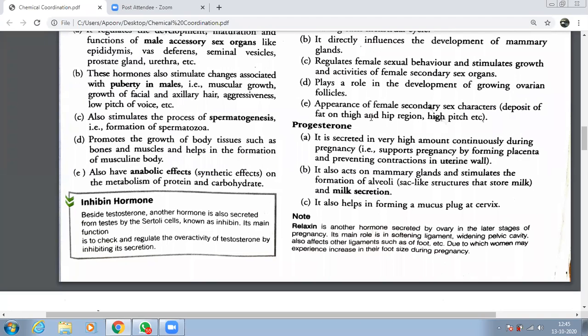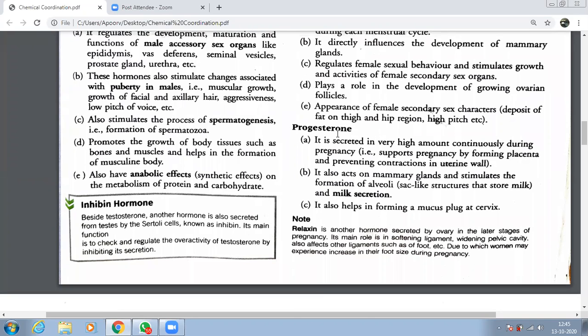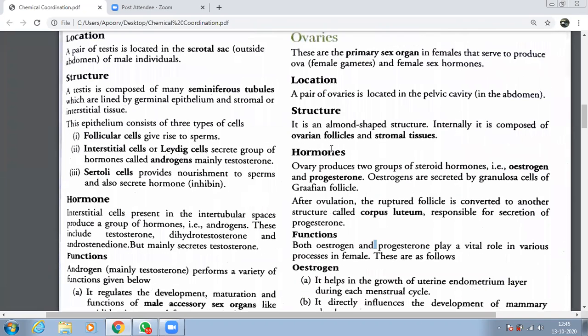Sertoli cells. Function. Gives nourishment to the sperm and secretes hormones named inhibin. Name the hormone. Inhibin hormone. Yes. We'll study about inhibin very soon too. Let's come to the next.